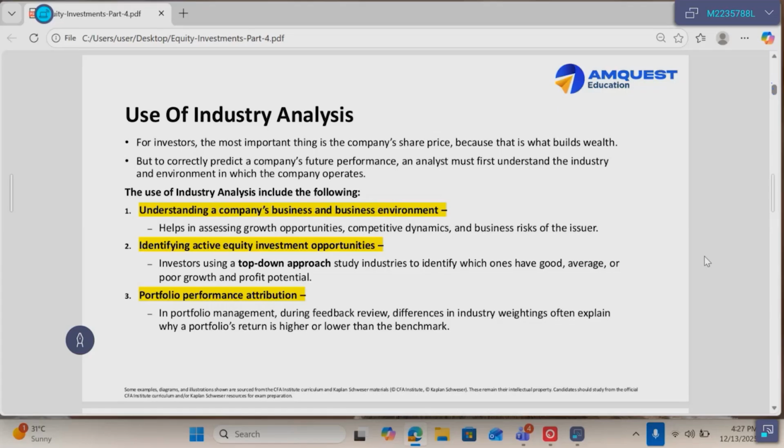You have to compare it with something. So we need a benchmark. So let's say Nifty 50 has given a return of 20% and the manager comes and says that I have given you a return of 12%. So we know that the manager has not done a good job. This benchmark and all this performance attribution is also possible when we are doing industry and equity analysis.